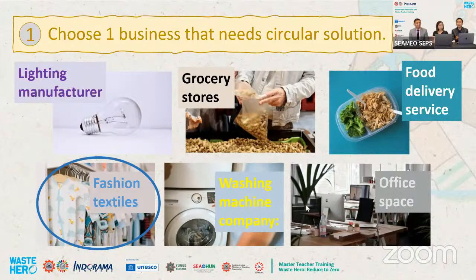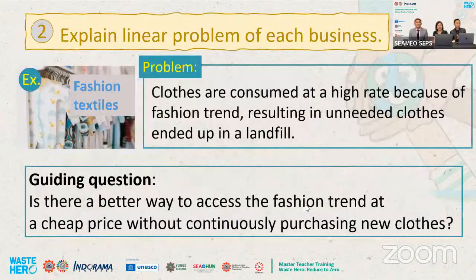Okay, besides the office space, there are also another 5 businesses that they can pay attention to. The example today is fashion textiles. First, the student can think about the problems, and also the teacher can encourage to ask or give the idea of the problems to the students, and they can think of the solution. For example, for fashion textiles, they may raise the problem about clothes being discarded at a very high rate because of the fashion trend, resulting in unneeded clothes ending up in a landfill.